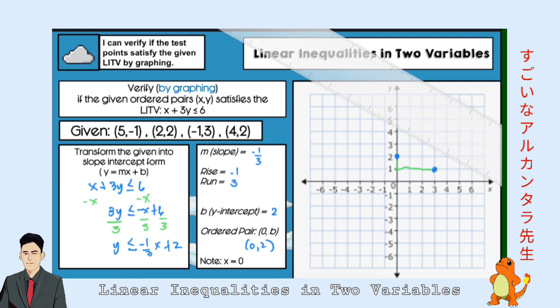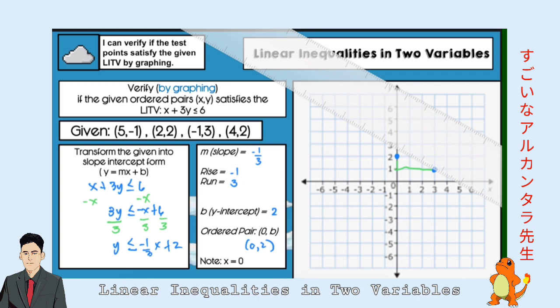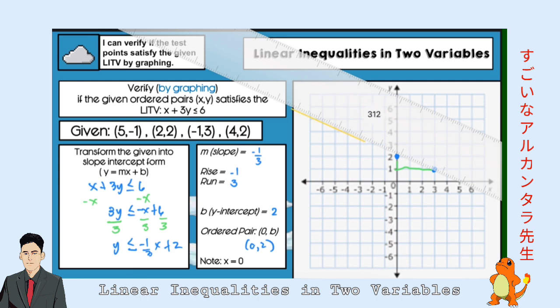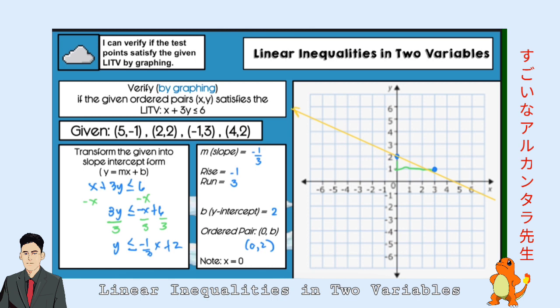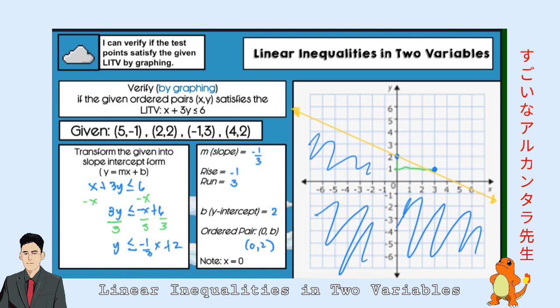Draw a line. Since the symbol is less than or equal to, you have to have a line that is solid. So let's have a solid line. And again, since the symbol is less than or equal to, the shaded region should be below. And now let's verify the points. Let's have 5, negative 1 somewhere here. And it's actually true. It's within the shaded region.